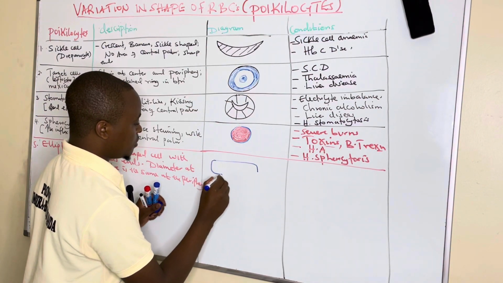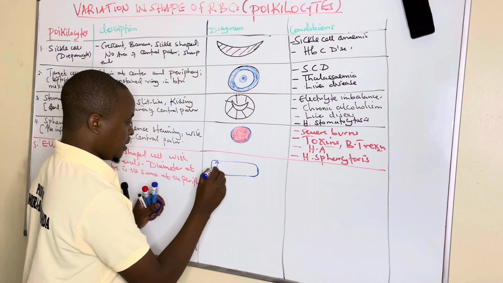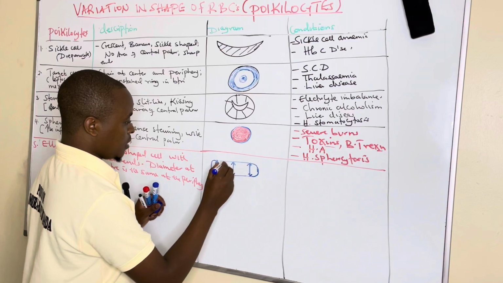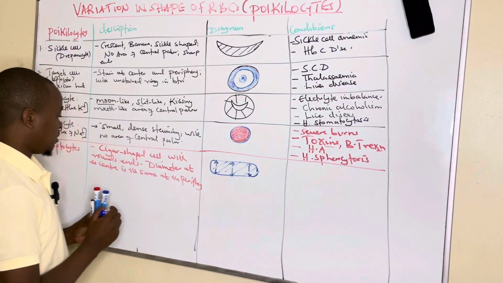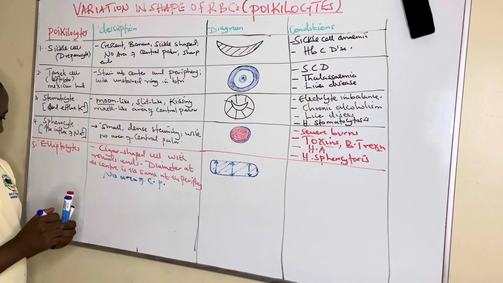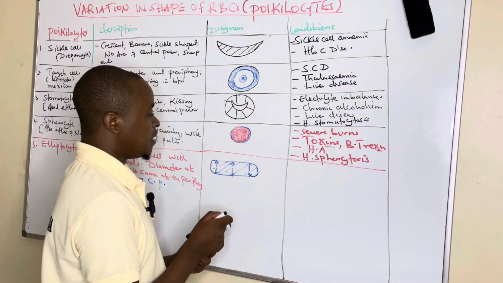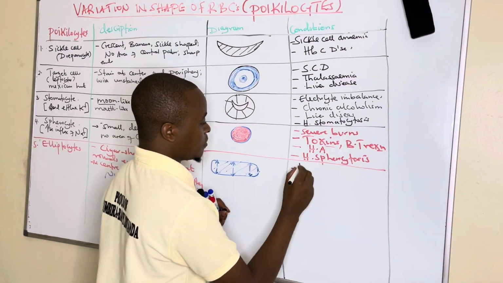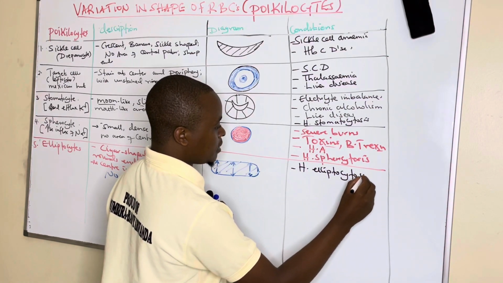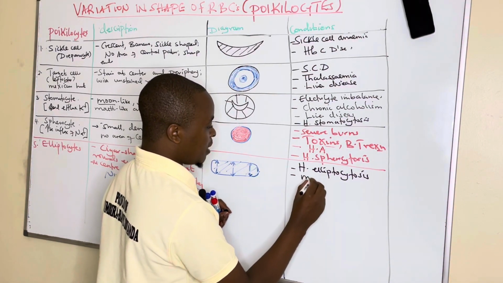has round ends, with the diameter at the periphery the same as the diameter at the center, and it has no area of centropela. No area of centropela in this cell. And this one is seen in conditions like hereditary elliptocytosis, that is inherited. We can see this condition in megaloblastic anemia.